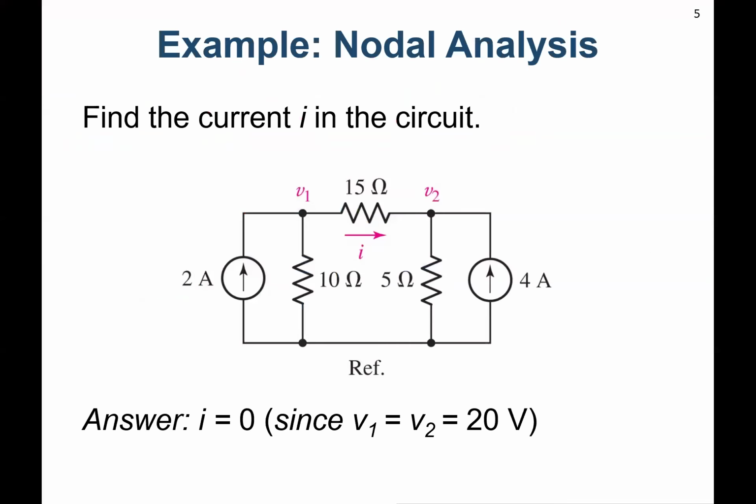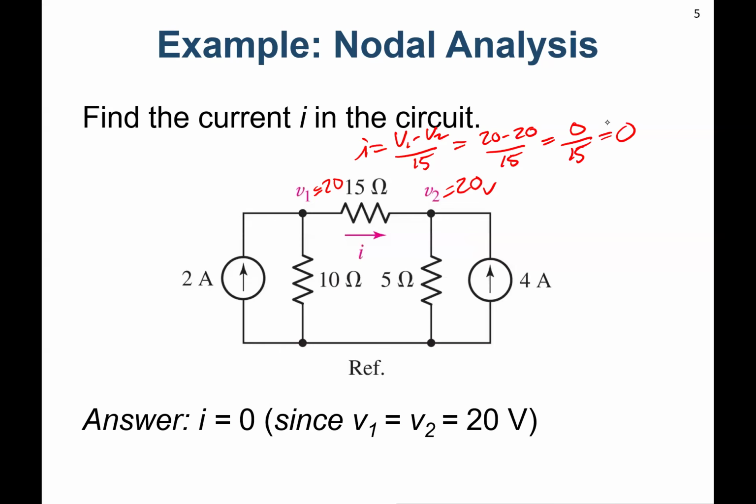So I look over here, and V1 equals 20 and V2 equals 20. So the current I is going to be equal to V1 minus V2 over 15, 20 minus 20 over 15, 0 over 15, which equals 0. There's no potential difference across that resistor. So you don't get a voltage, I mean, a current flow through it.